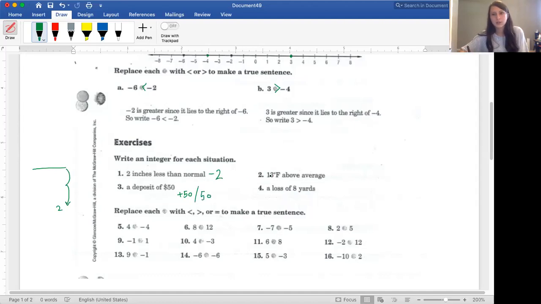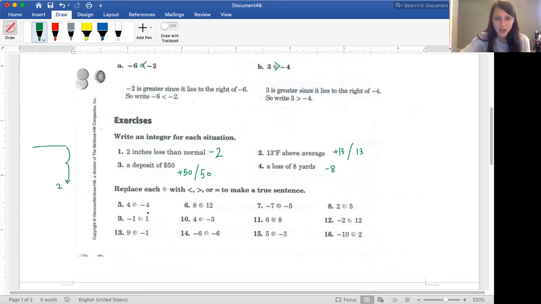Number 2 here, 13 degrees Fahrenheit above average. So above average means more, right? You're not decreasing. So we'd say above average, positive 13 or just 13, right? Number 4, a loss of 8 yards. So if you're losing 8 yards, then I think that shows a negative, right? You're not gaining that. So that's a -8 there.